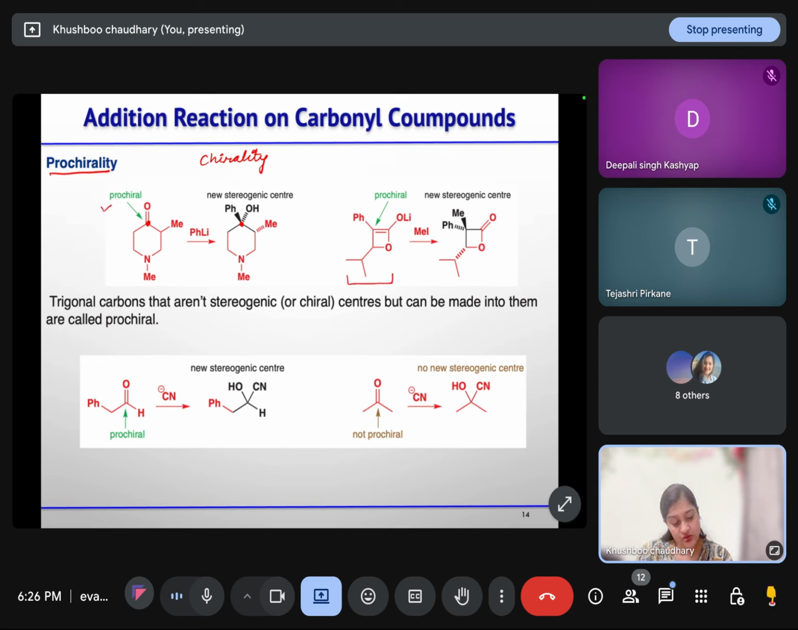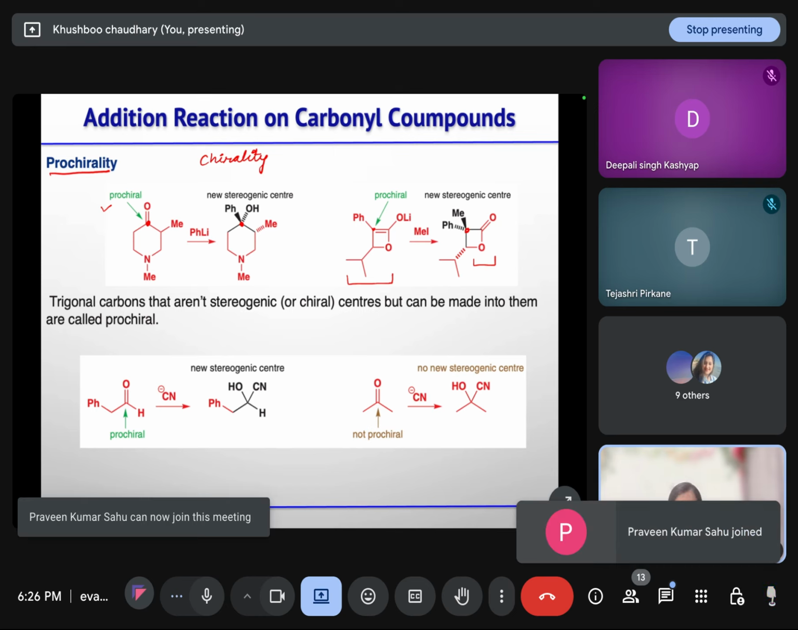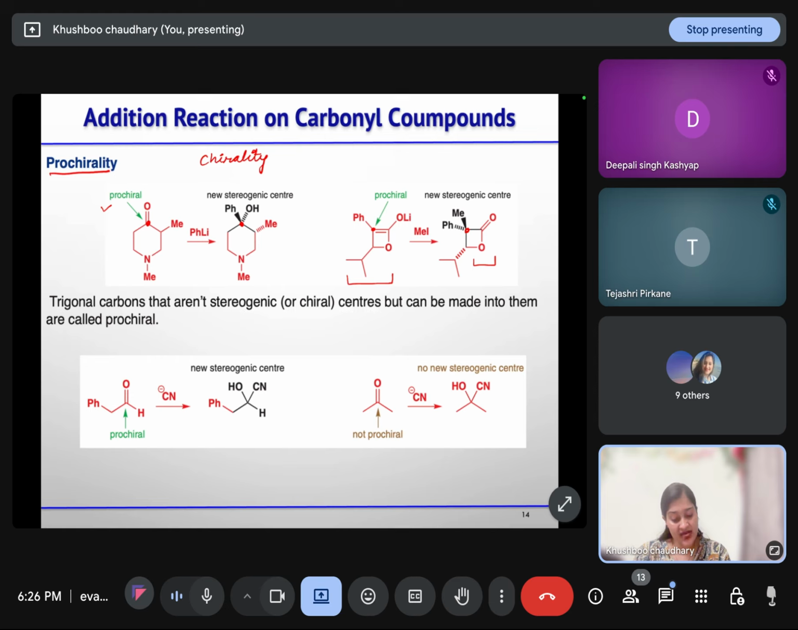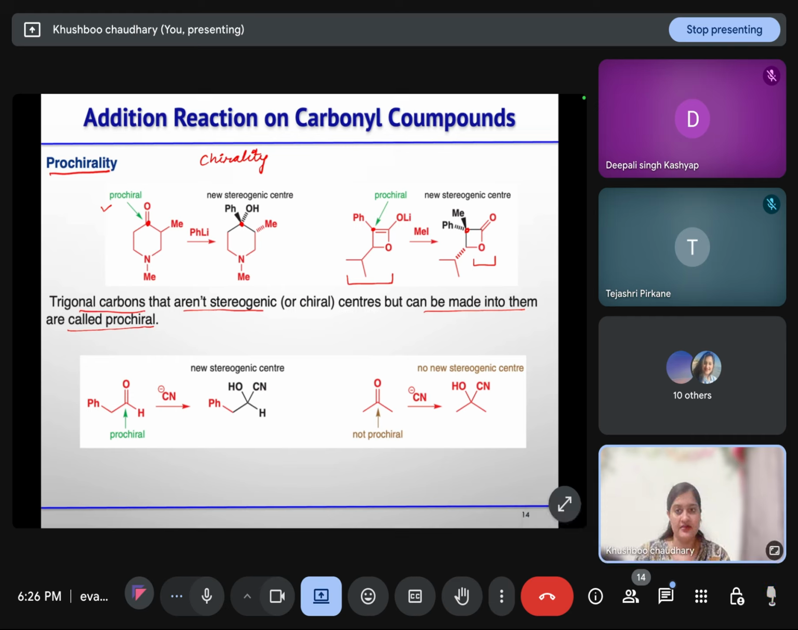Similarly, in this case also, this carbon is not chiral, but after the attack of the nucleophile, methyl iodide, a new stereogenic center is generated. So this is becoming chiral, and this center we call a prochiral center. Any trigonal carbon that is not stereogenic, or chiral, but can be made chiral, we call a prochiral carbon or prochiral center.